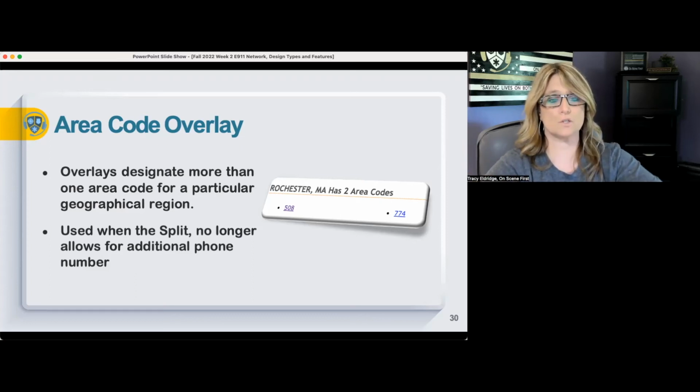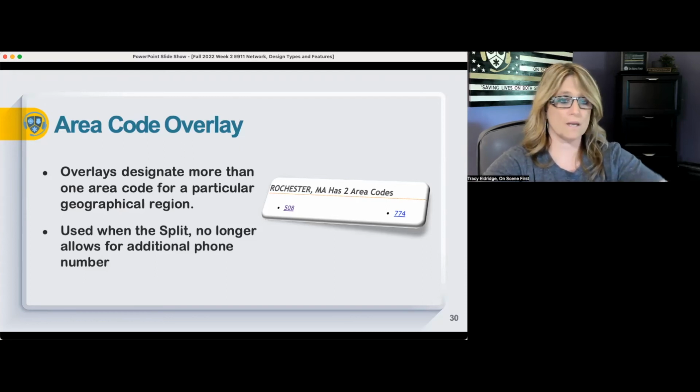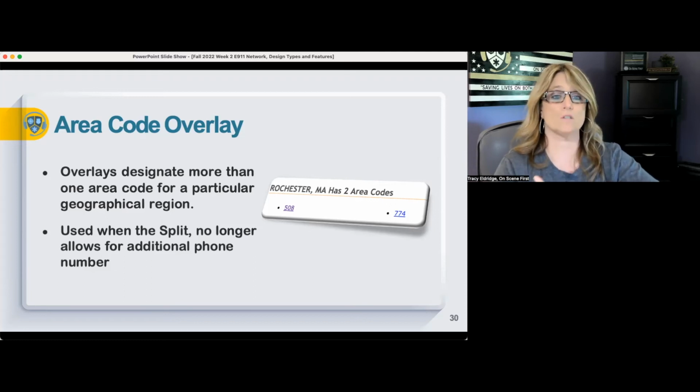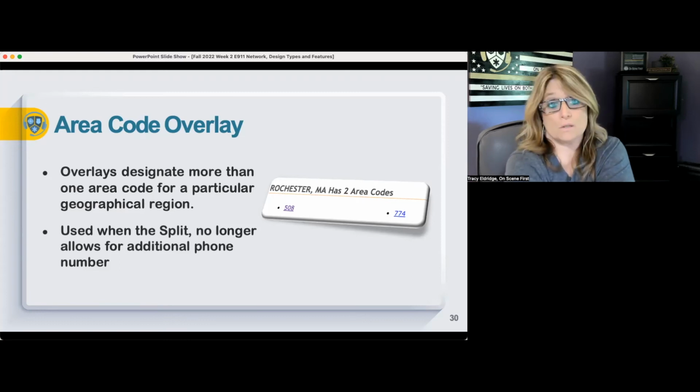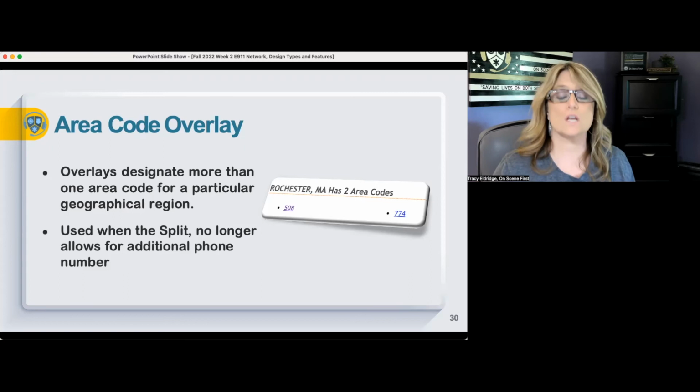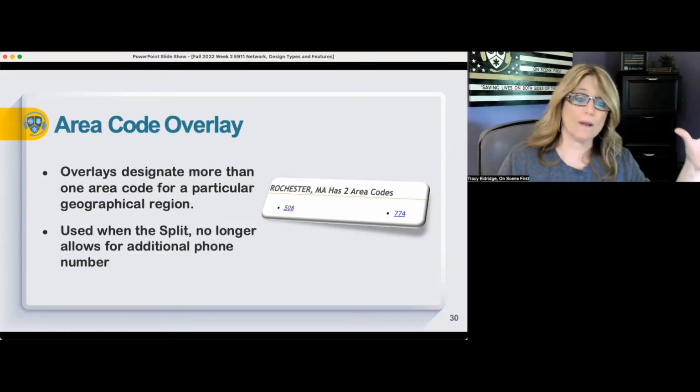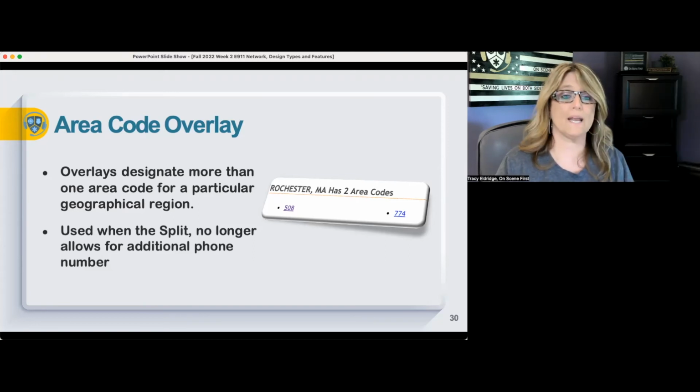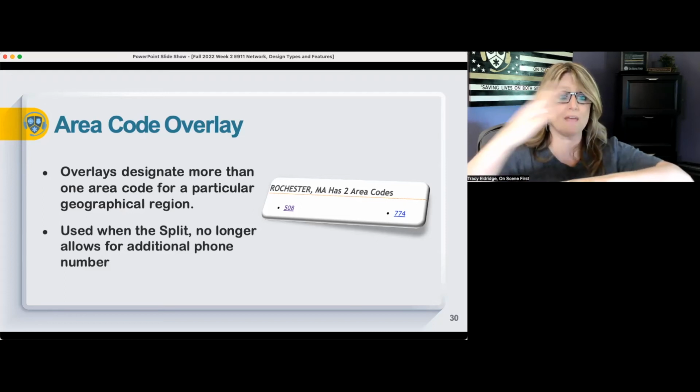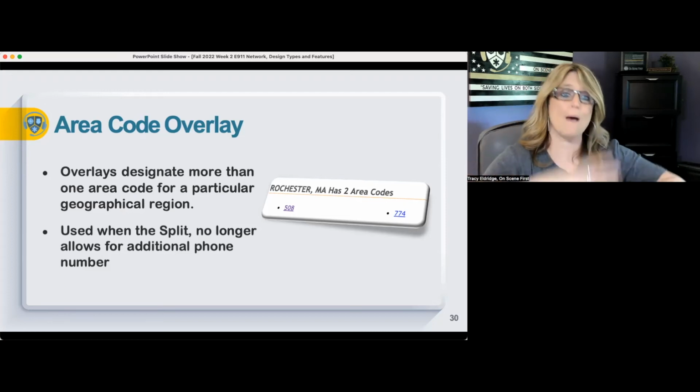So I'm using Rochester, Massachusetts as an example. Rochester, Mass, basically forever, and what I knew until the 774 area code came to be, we were a 508 area code. But then before you knew it, there were people in Rochester that would have a 774 area code. So what it did is it allowed for more numbers, right? But it didn't make Rochester split and have a brand new area code, which would happen in a split. It had an overlay. So it meant that Rochester now has 2 area codes that belong to it.